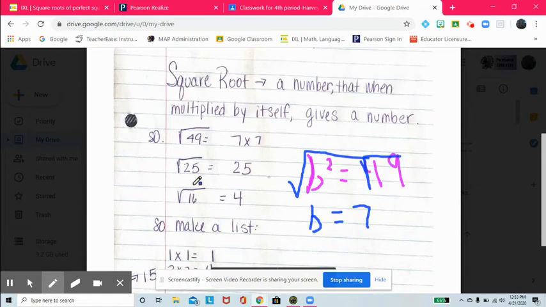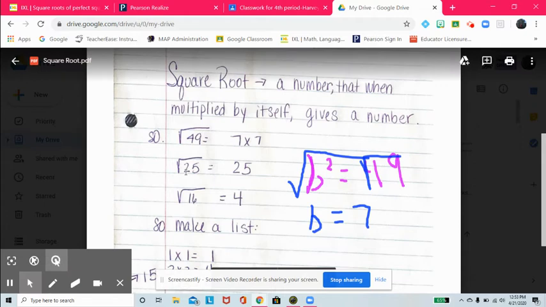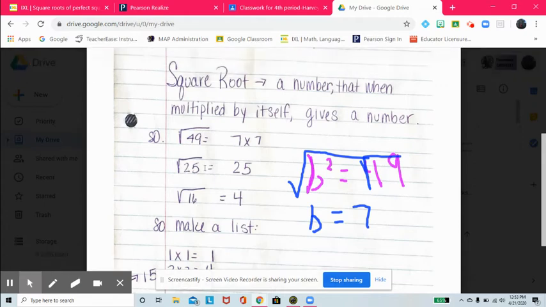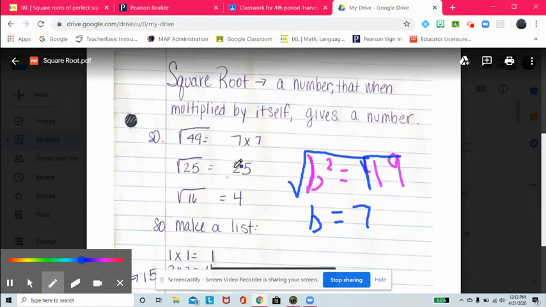So this is what I'd like you to do. So here, if you look here, the square root of 25 is, I don't know why I wrote 5 there, guys. Sorry. It's not that. It is just 5 because it's 5 times 5. The square root of 16 is 4.